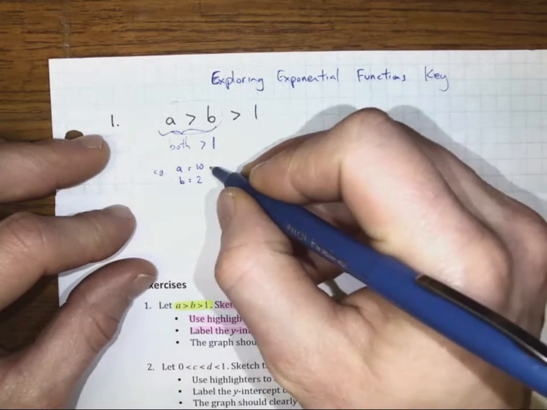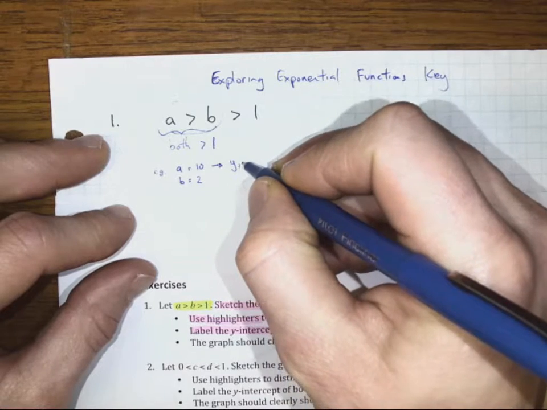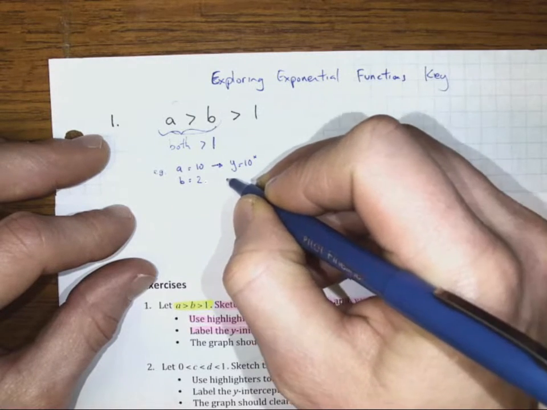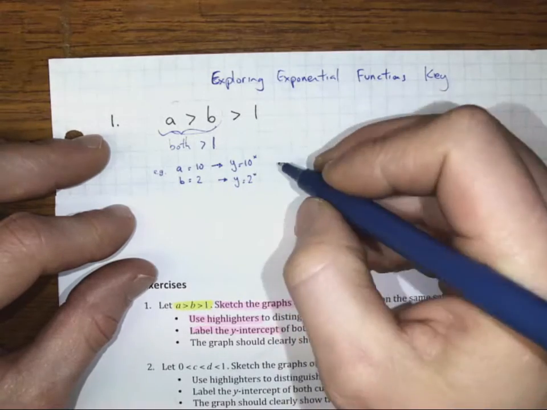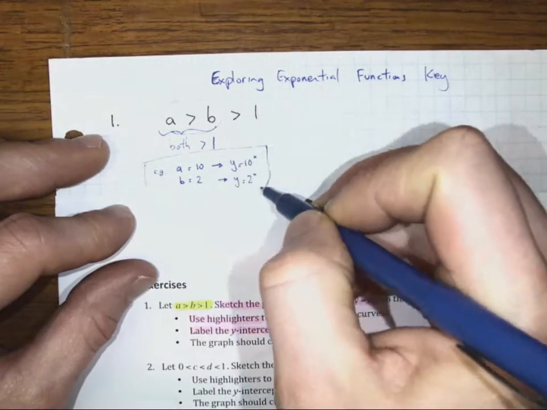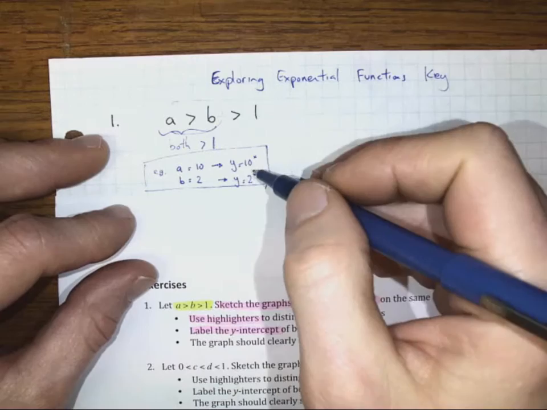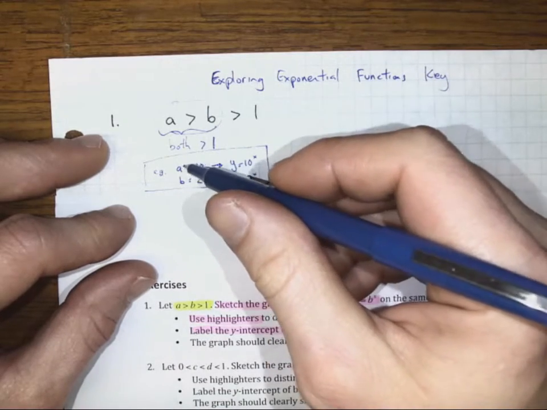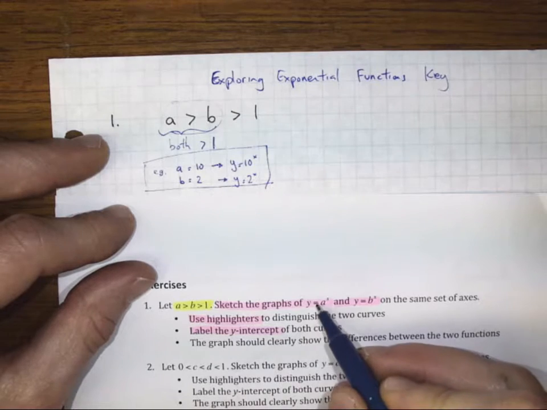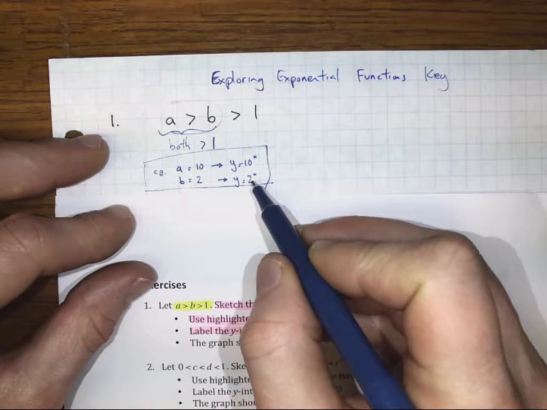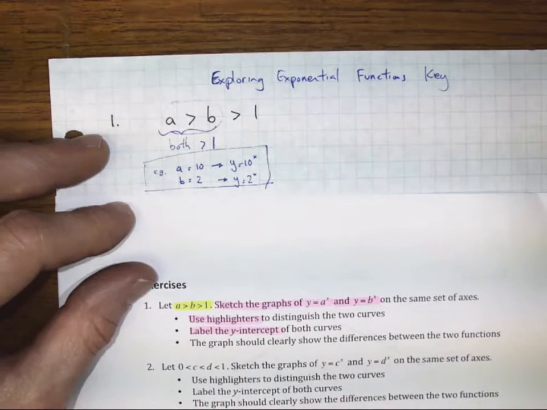That would mean maybe we might see something like y equals 10 to the power of x versus something like y equals 2 to the power of x. That's just an example, of course. And that helps us think about how the graph y equals a to the power of x is going to be different than y equals 2 to the power of x. Okay.